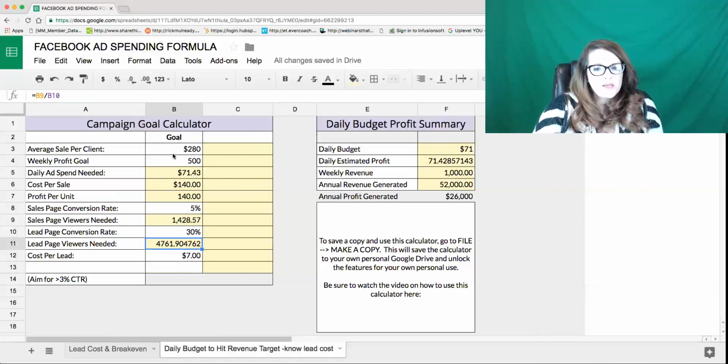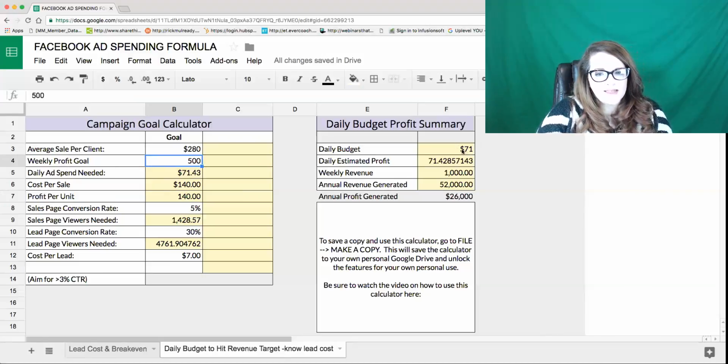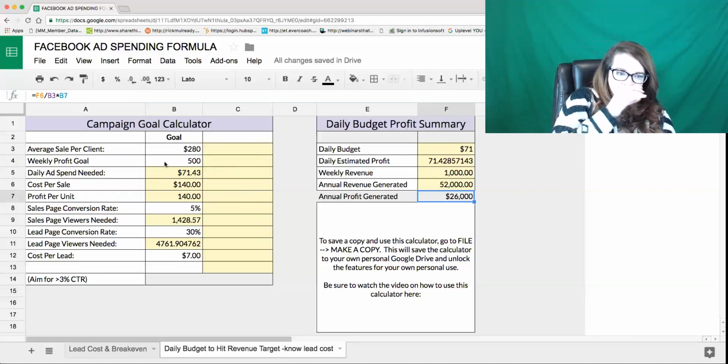Now what we can do is play around with our weekly profit goal. So we can say, well, I want to profit $500 per week, let's say, right? So if I want to profit $500 per week, it's going to tell me that I need to spend $71 per day in ads. That's going to give me an annual revenue of $52,000 and an annual profit of $26,000. Okay, so this is what's going to give you sort of a what can you spend per day.